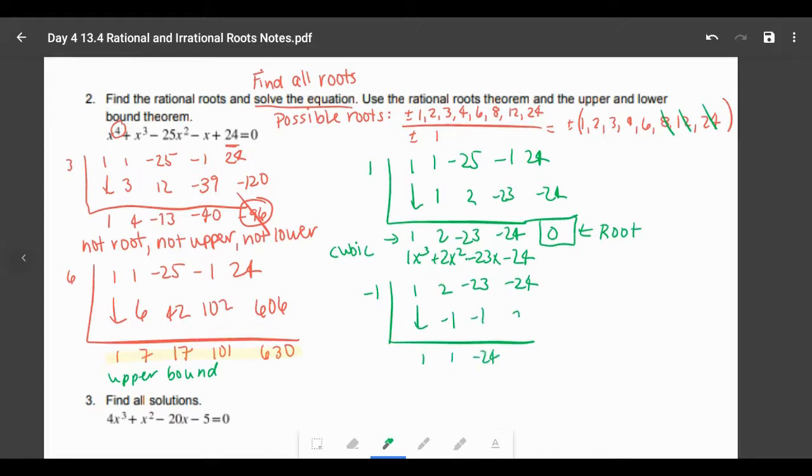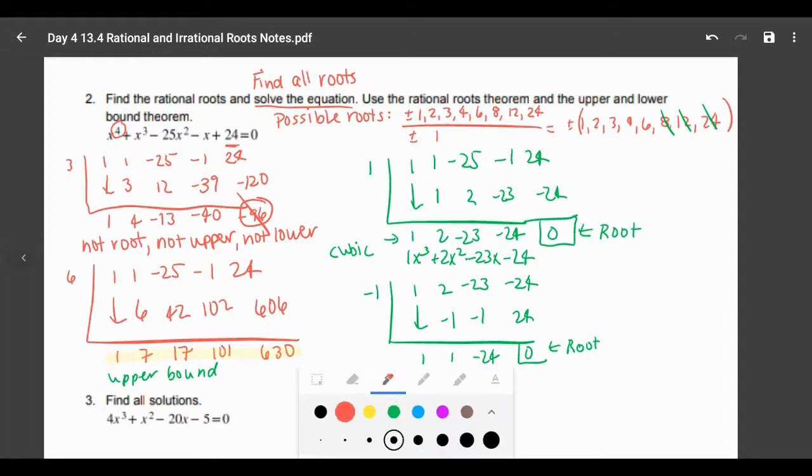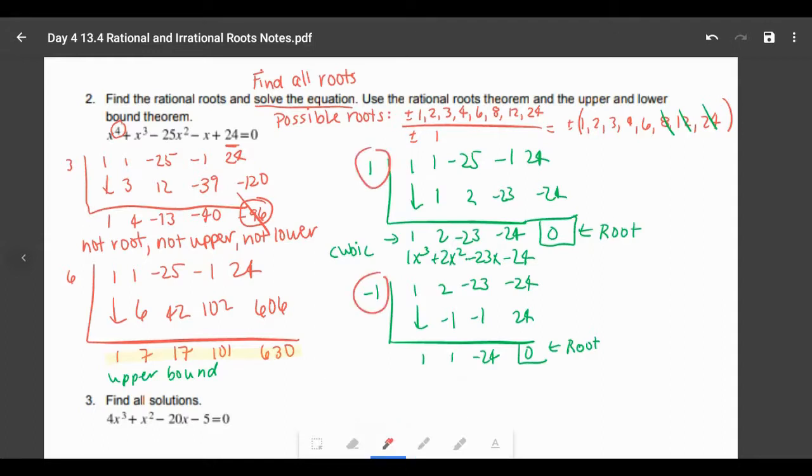All right, so that tells me that that is also a root. So I have now found 2 roots. One of them is 1 and one of them is -1. And now I need to find the last 2 roots. So if I remember, this is a quadratic, I know that the 1, 1, and -24 represent 1x squared plus 1x minus 24. All right, so I need to try to factor that, but that's not going to factor because there's nothing that multiplies to -24 that adds to 1. So instead, I'm going to use the quadratic formula.